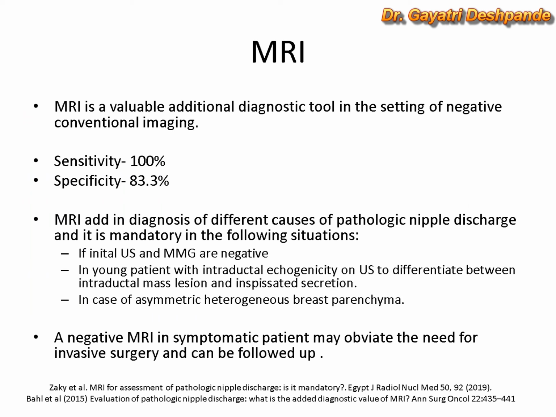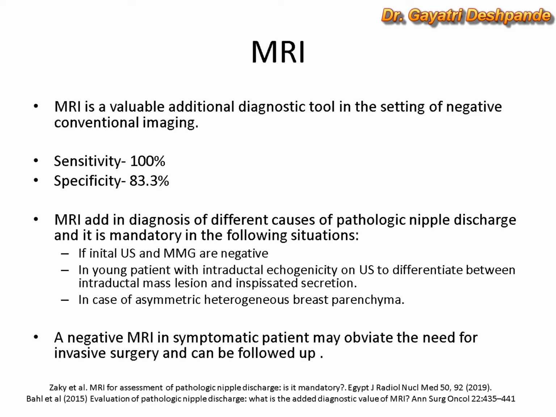MRI is a valuable additional diagnostic tool in the setting of a negative conventional imaging like ultrasound or mammogram. It has a sensitivity of 100% and a specificity of 83%. MRI can aid in diagnosis of different causes for pathological nipple discharge, and it may be mandatory in situations where an initial ultrasound and mammograph are negative.